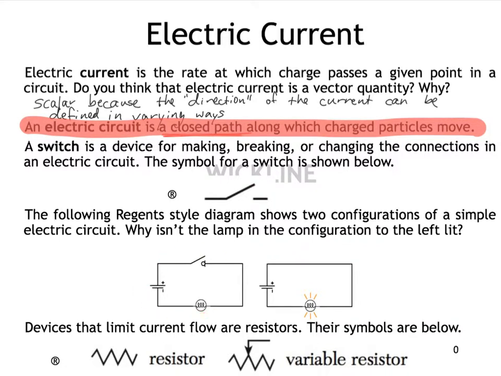So here's a diagram of a circuit, and it's two different configurations. In the first one here, you can see that the lamp, which is here, is not lit. But in the second version, the lamp is lit. Why isn't the lamp in the configuration to the left lit? So the reason for that is that the circuit is open. The switch has been open, so the circuit is not closed, and you need a closed circuit to conduct electricity.